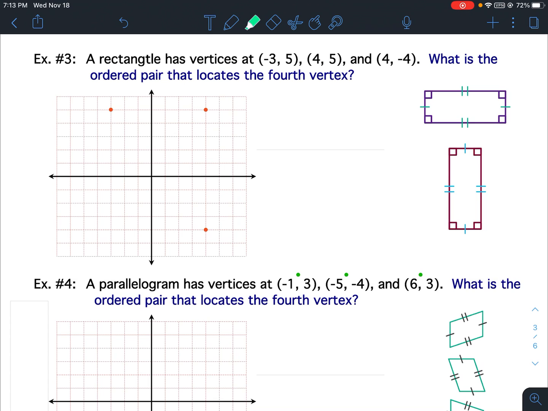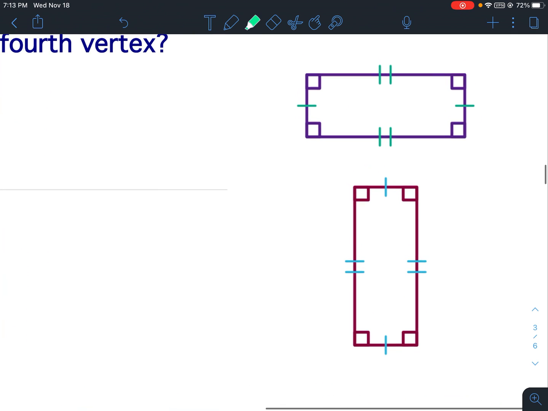So we are talking about a rectangle. Go ahead and underline the word rectangle. Over here I drew two different rectangles. Obviously there's a bunch of different types of rectangles. I just drew one where the longer side was going horizontally and then one where the longer side is going vertically.